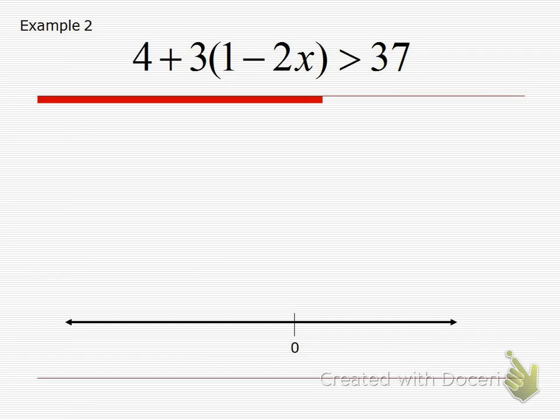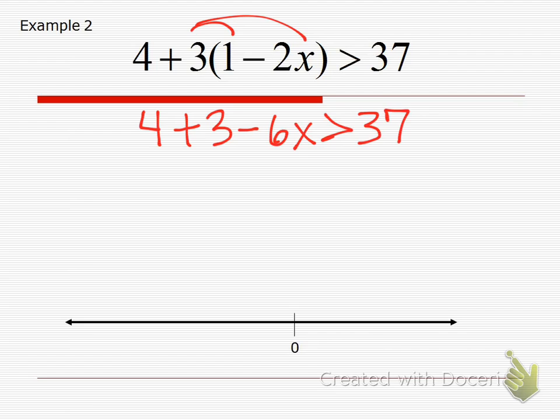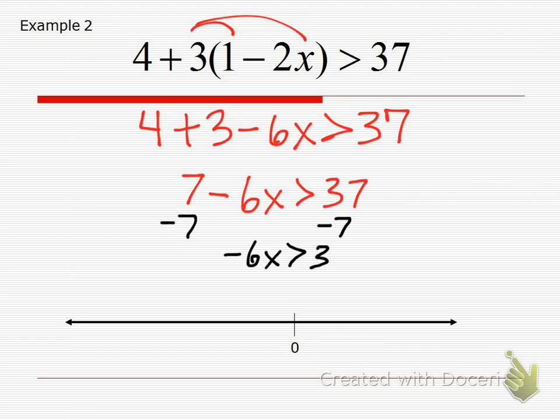Anyone have an idea where we should start on this one? Distribute. Good. So I have 4 plus 3 minus 6x greater than 37. All right, I have some like terms, so I'll just turn that into 7 minus 6x greater than 37. From there, I would subtract 7. So I have negative 6x greater than 30.